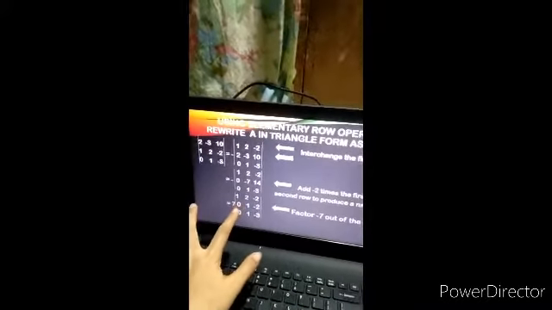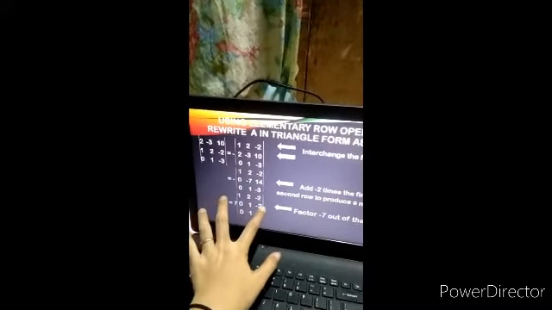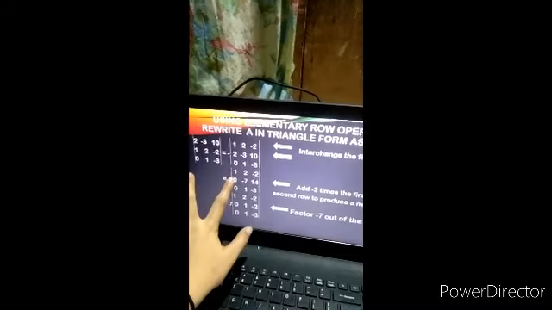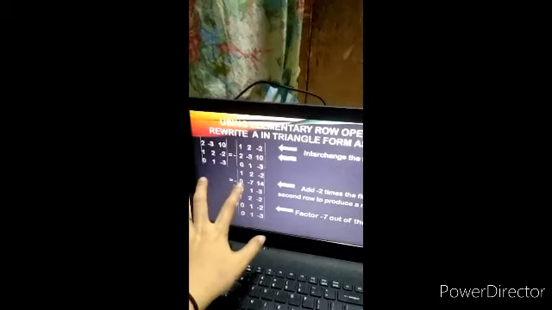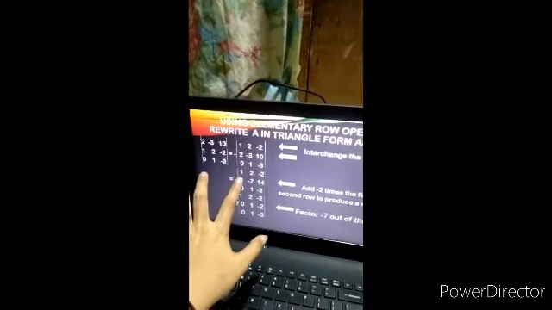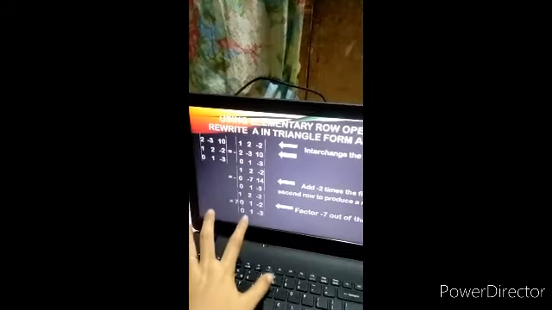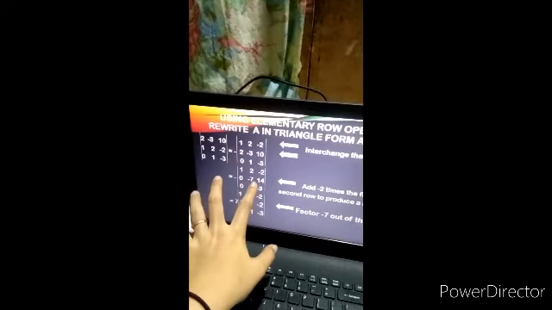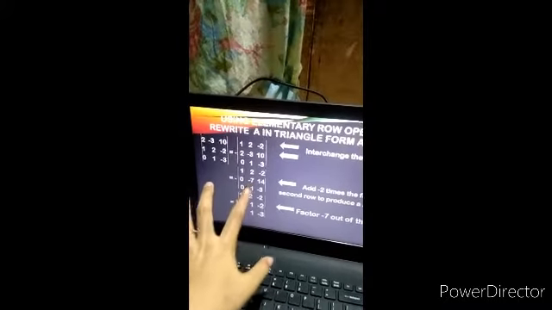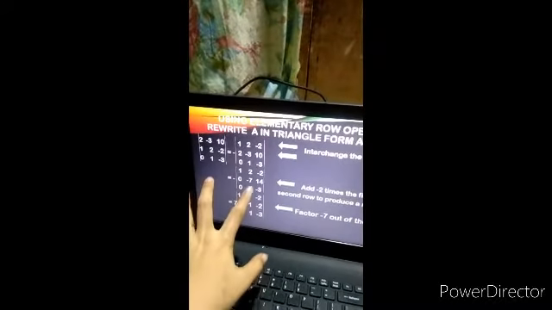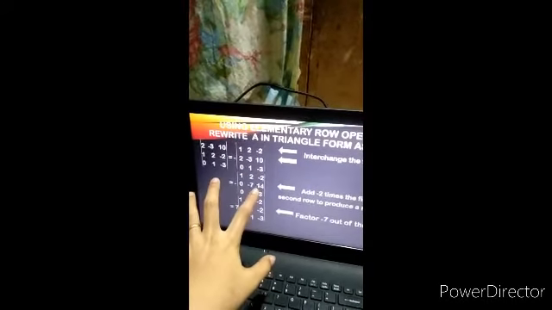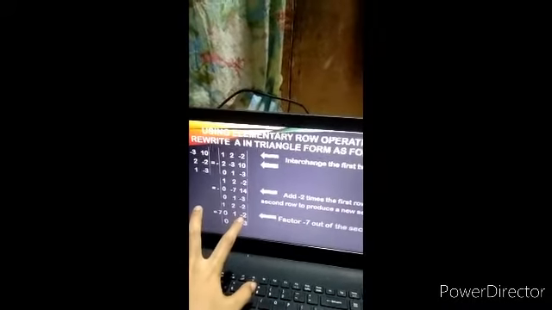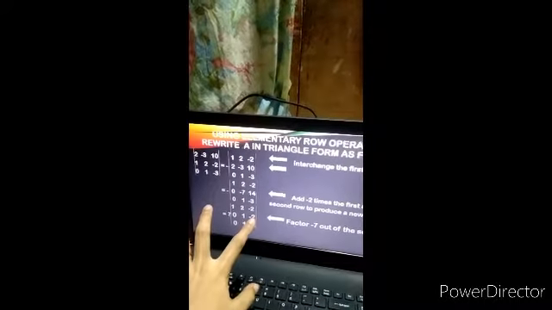So, to produce a new second row here, we need to factor out negative 7. So, 0 divided by negative 7 equals 0. Then, negative 7 divided by negative 7 equals 1. Then, 14 divided by negative 7 equals negative 2. So, we now have a new second row.